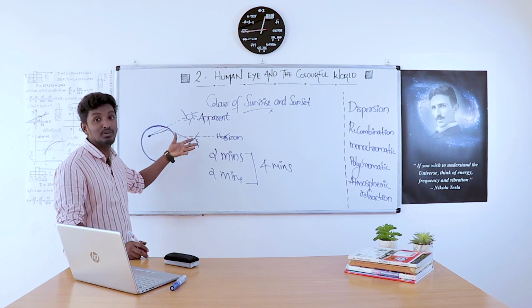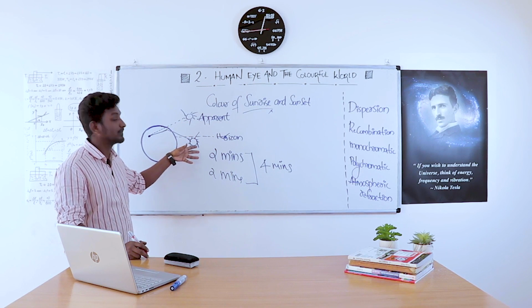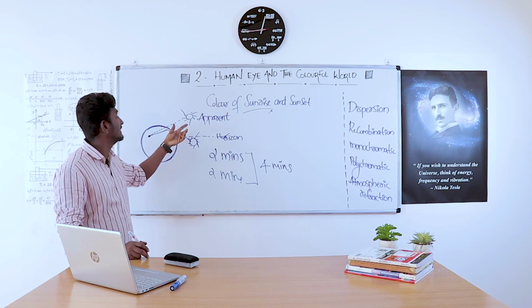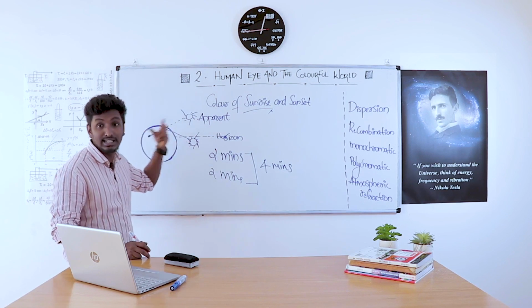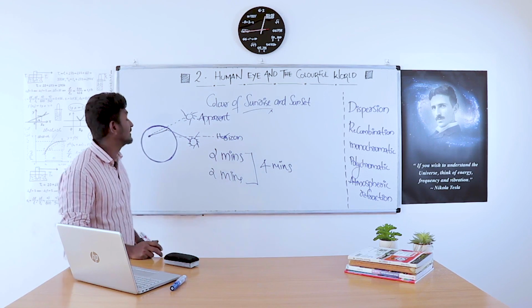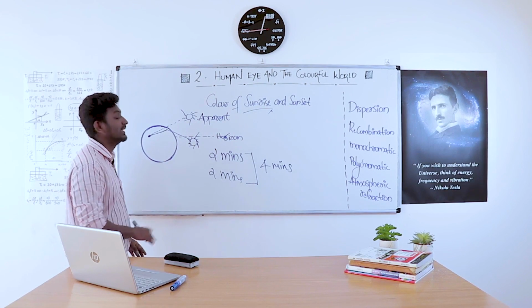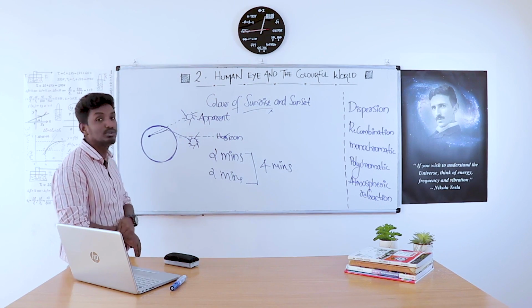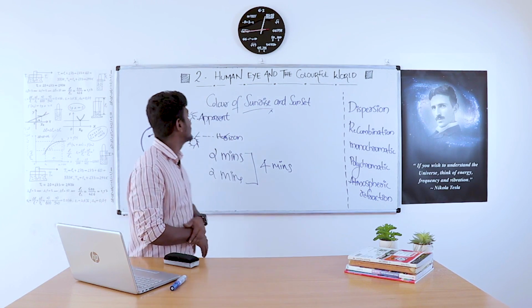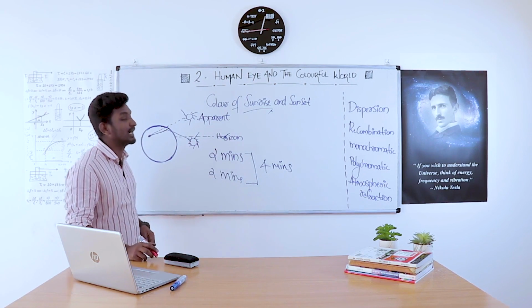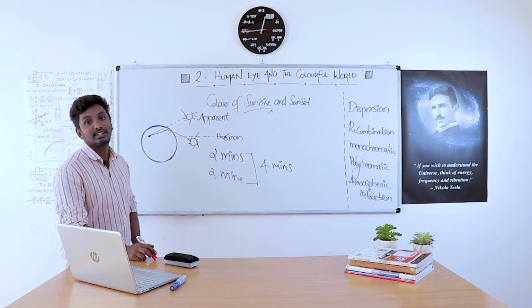In the evening also, after setting, we are seeing it again for 2 minutes. So in the morning 2 minutes early we are seeing, and after setting in the evening we are again seeing the sun for 2 minutes. So 2 plus 2, 4 minutes we are getting extra in the daytime. This happens due to atmospheric refraction.